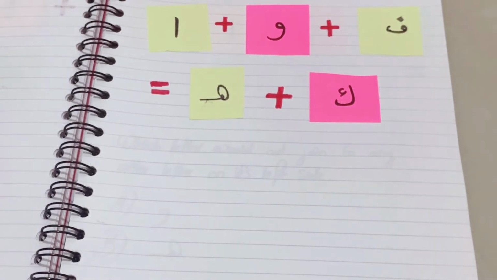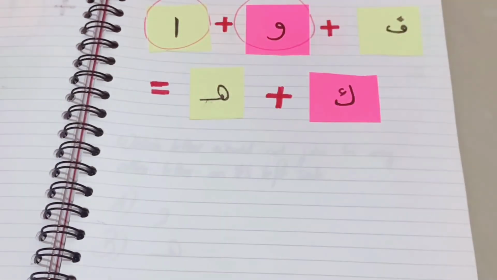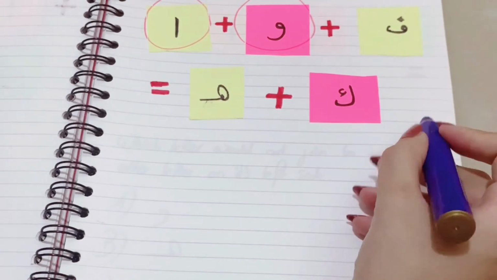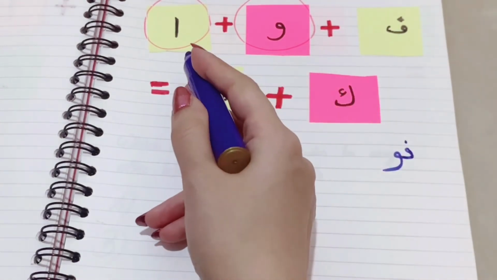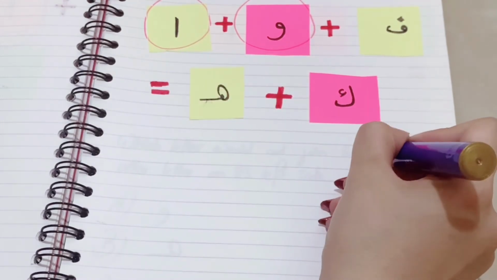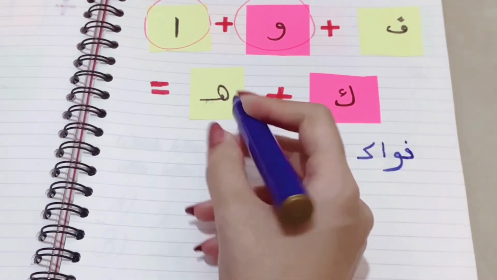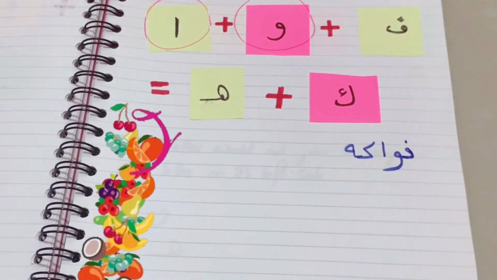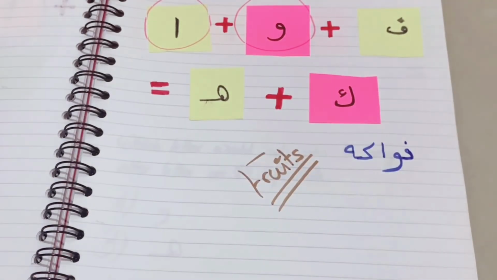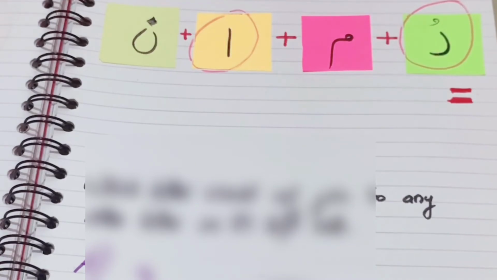Our second word, again, as I told you, always highlight all the non-connected letters. And for this example, we got two, the waw and the mid alif. Fa in the beginning. Waw is going to get connected because fa is a connected letter. Alif is sitting after a non-connected letter, so you write it alone. Kaf, ha. Fawakeh means fruits.